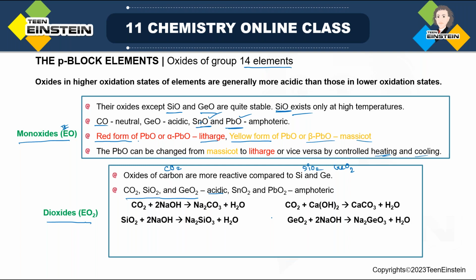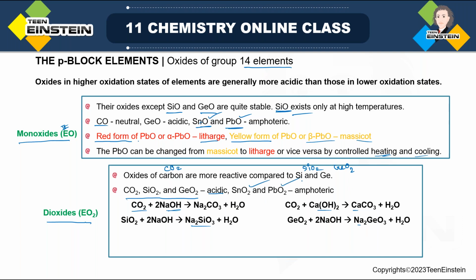So see, these are the reactions. CO2 is reacting with sodium hydroxide. It is also reacting with another base, calcium hydroxide. We are getting sodium carbonate, calcium carbonate. SiO2 reacts with NaOH, and we are getting Na2SiO3, and GeO2, the same type of compound, Na2GeO3.